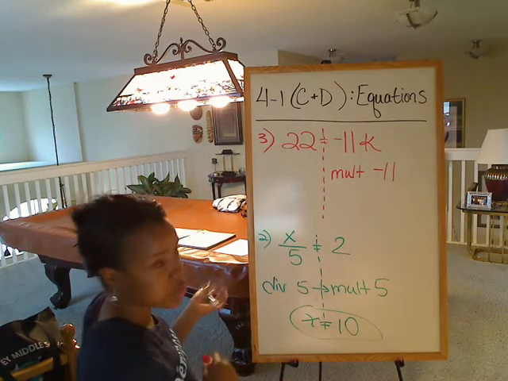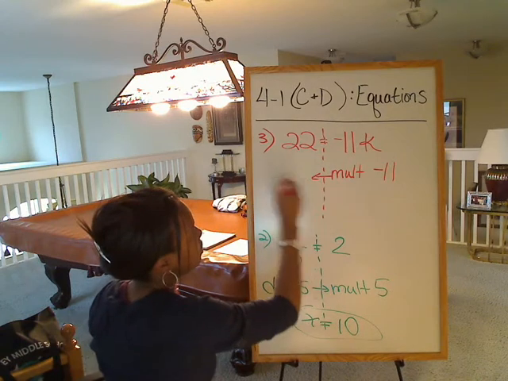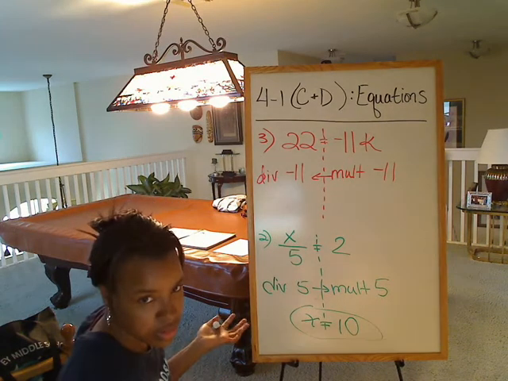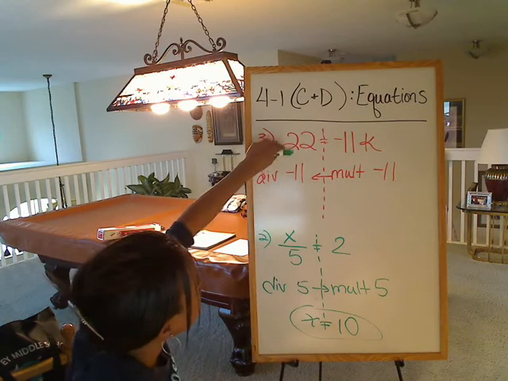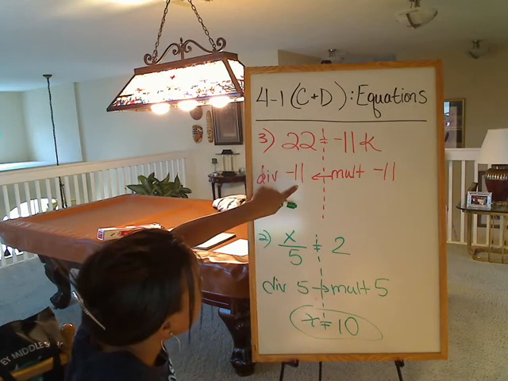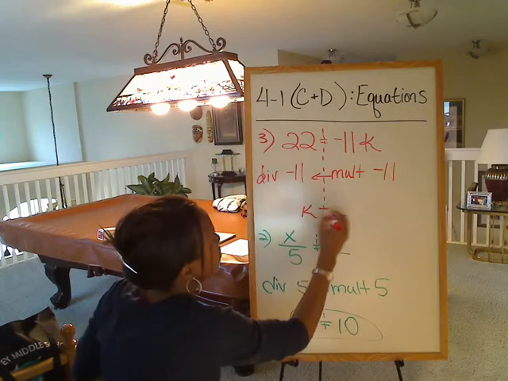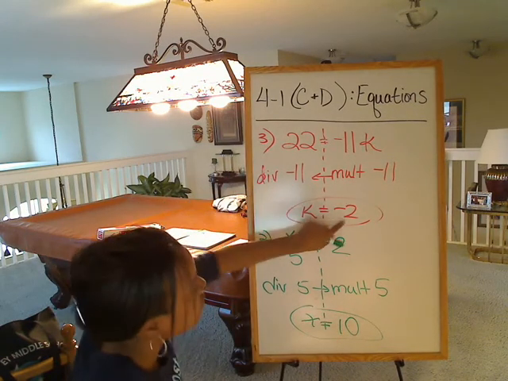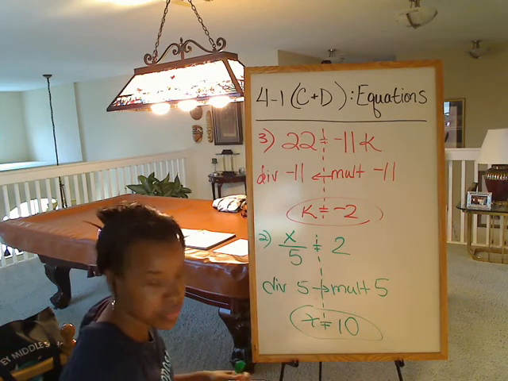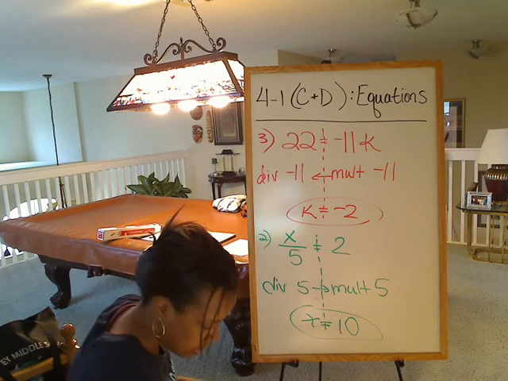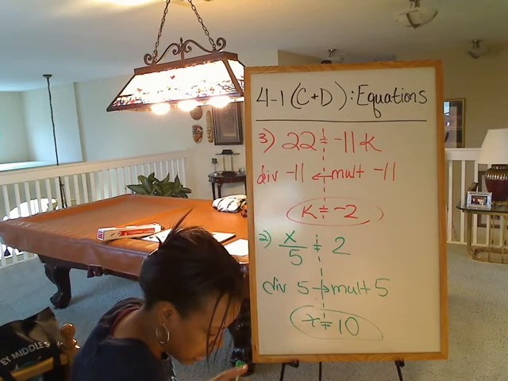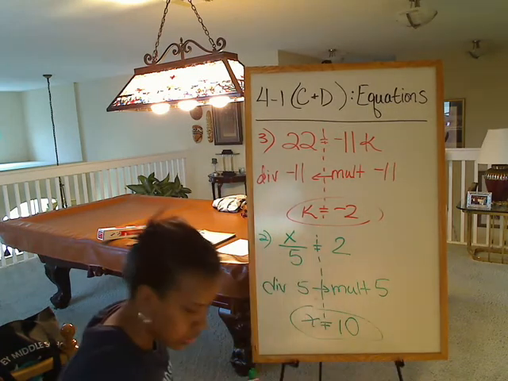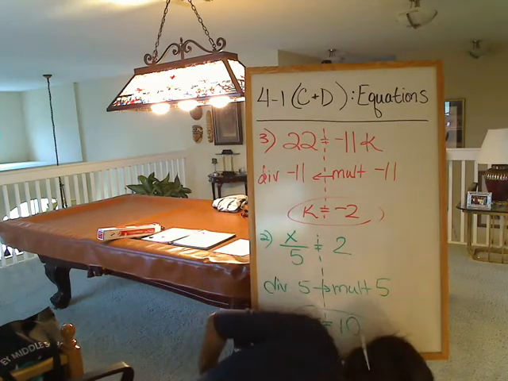So the opposite of multiplication is division. So you're going to divide by negative 11. All right, and when you divide 22 divided by negative 11, you get k equals negative 2. 22 divided by negative 11 is negative 2. Okay, I think we've pretty much got that. I'll do one more like that. The one-step ones are pretty easy.